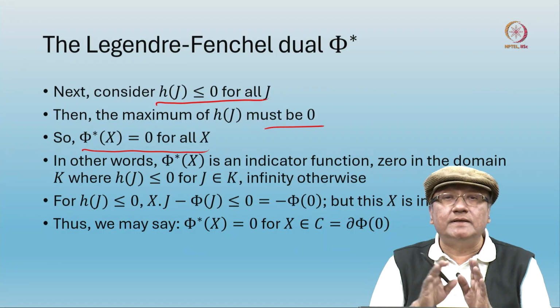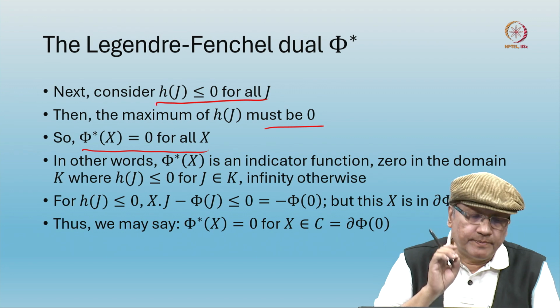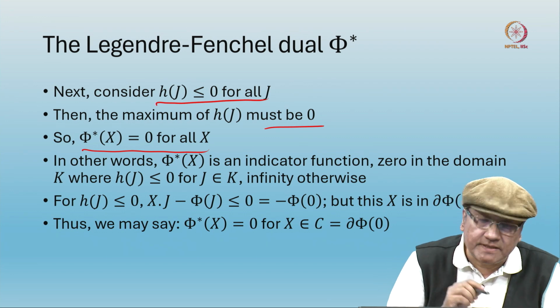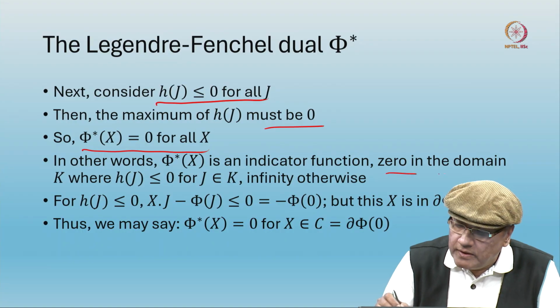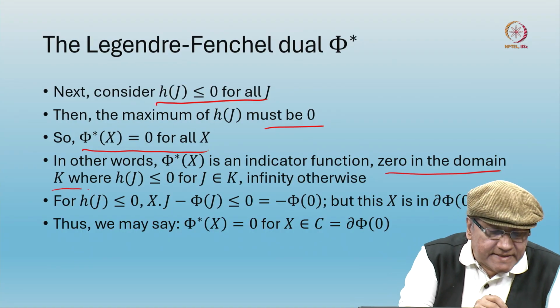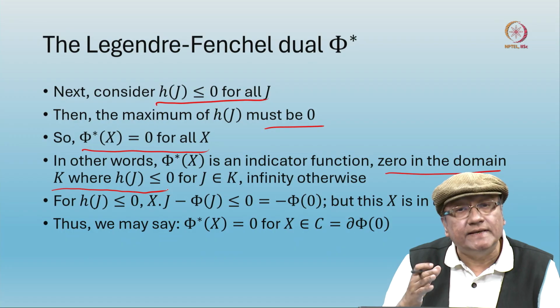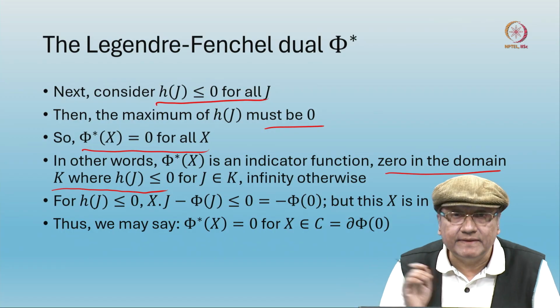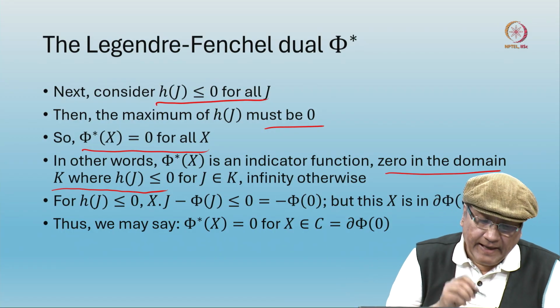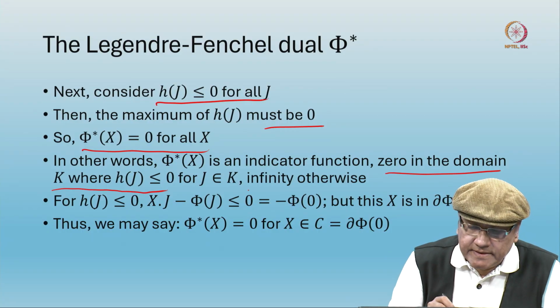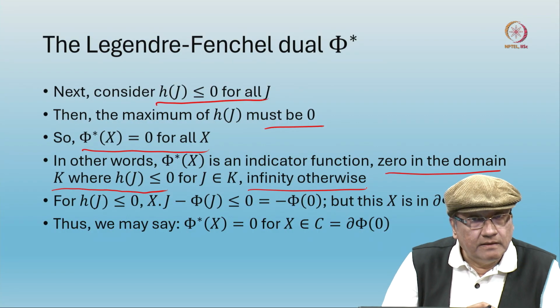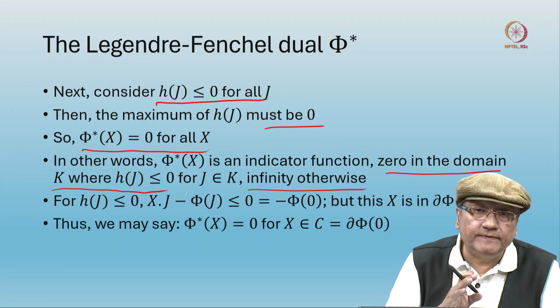So, in other words, what we are getting as the property of phi star is that phi star is an indicator function: 0 in the domain, call that set K, where h of j is less than or equal to 0, and elsewhere it is infinity. So, phi star is an indicator function in this sense.